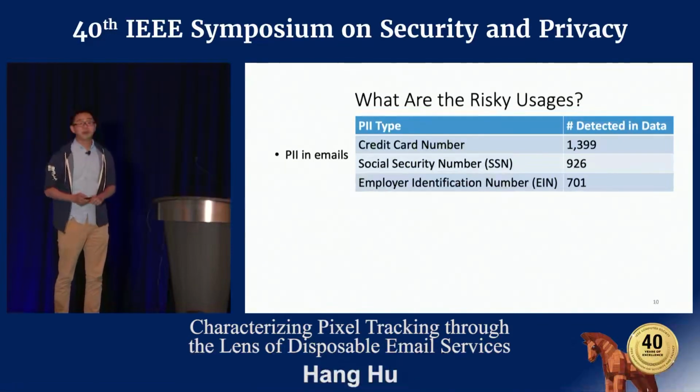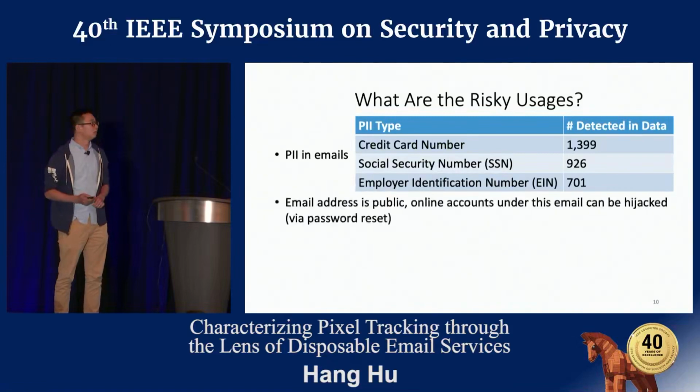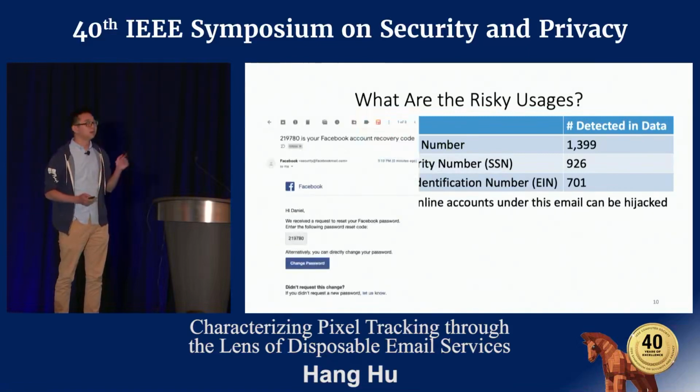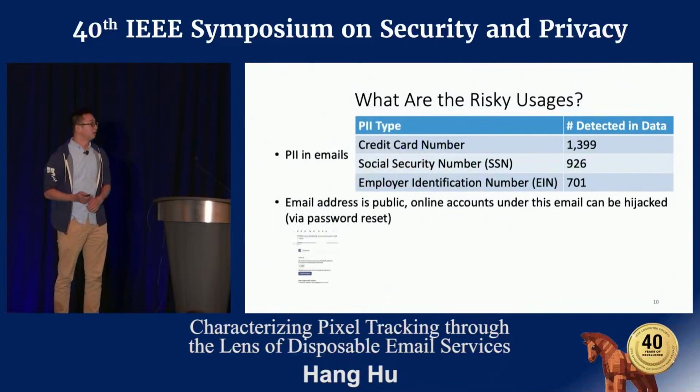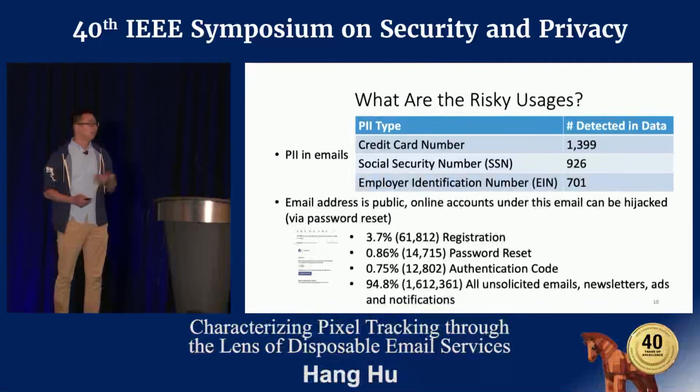Besides sensitive PII, we also found emails related to account creation. So remember that this is an email sent to me when I tried to reset my Facebook account. But I wonder how many emails like this exist in our data set. Here's what we have found. As you can see, we looked for registration, password reset, and authentication code emails.